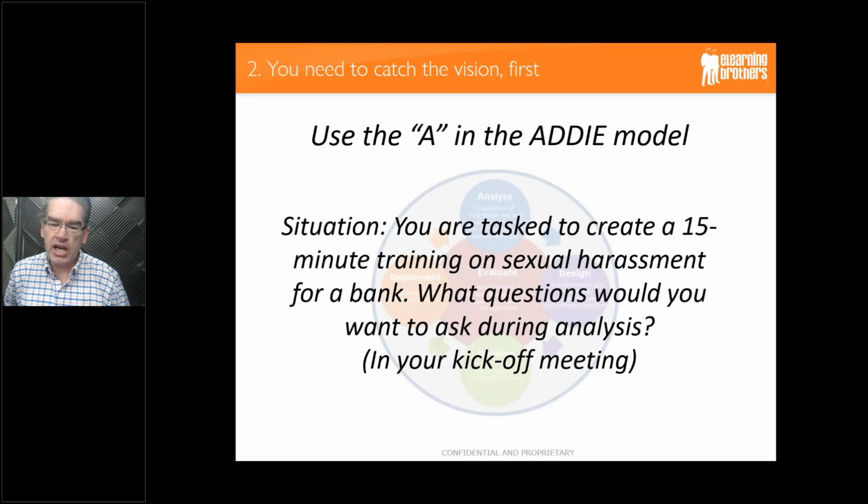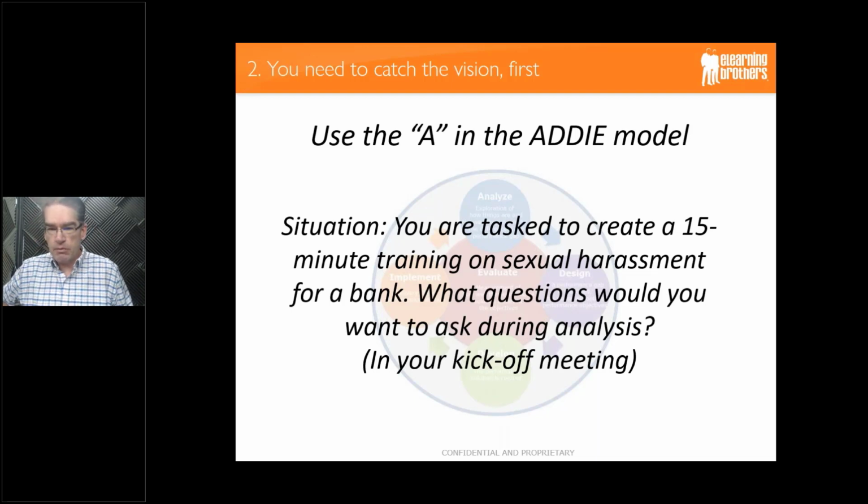Now, let's assume that you're going to have a kickoff meeting, which I would recommend. Here at eLearning Brothers, we try to begin all of our projects with a kickoff meeting. It's usually about an hour, and part of that is for me as the instructional designer to ask them questions. And this is the analysis stage. Some people do it in a little more detail, some maybe a little less. But let's just assume that you're going to have a kickoff meeting.